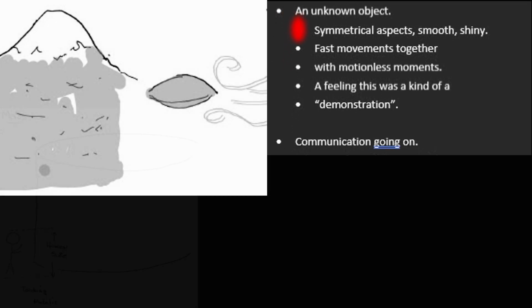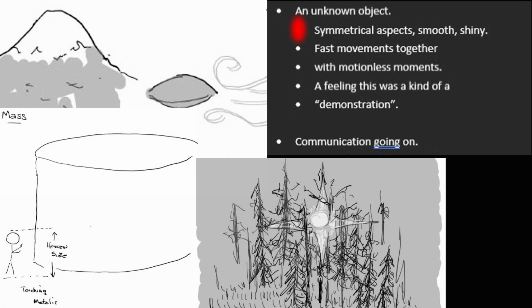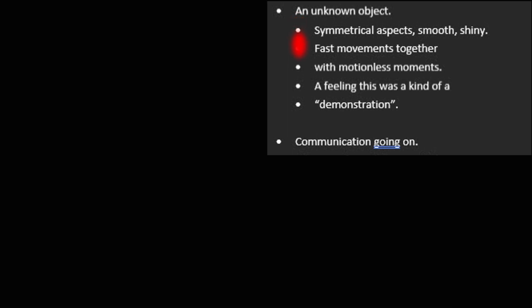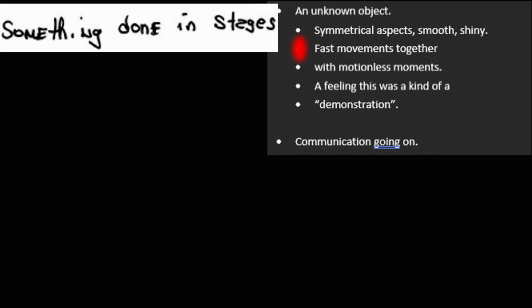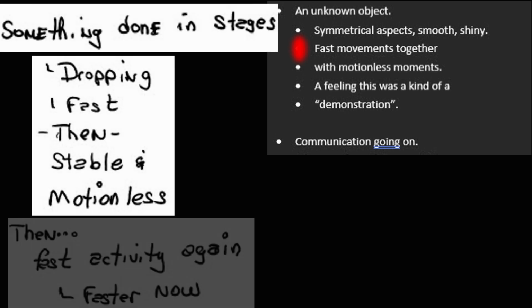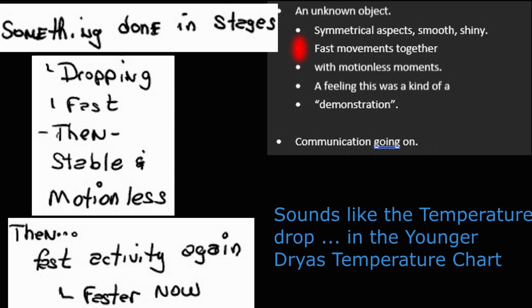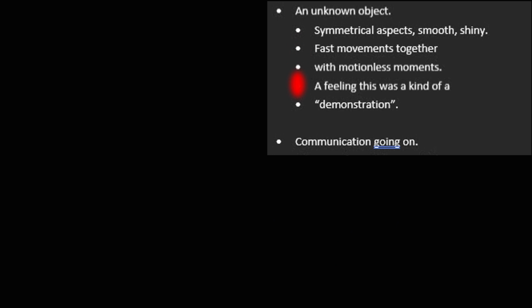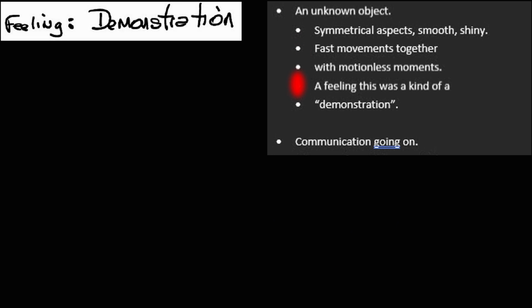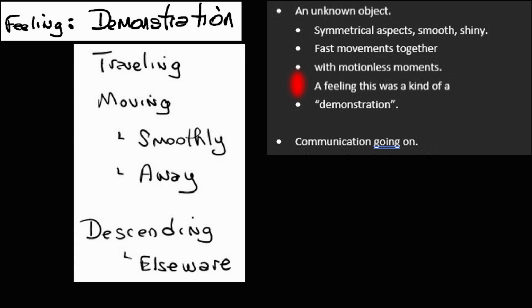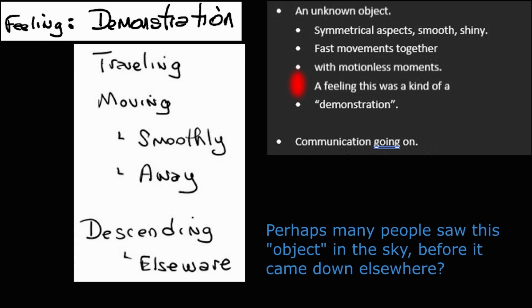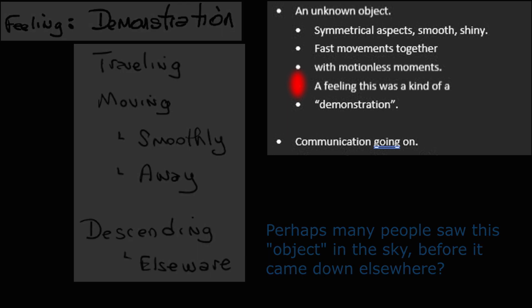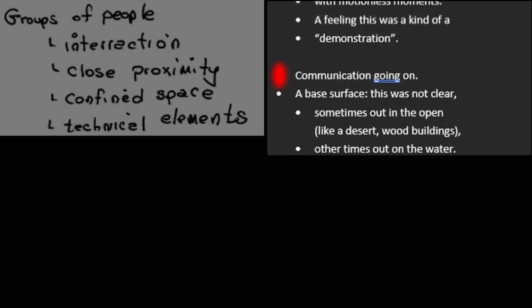An unknown object. Symmetrical aspects, smooth and shiny. Fast movements together with motionless moments. This was a kind of demonstration. Communication going on.